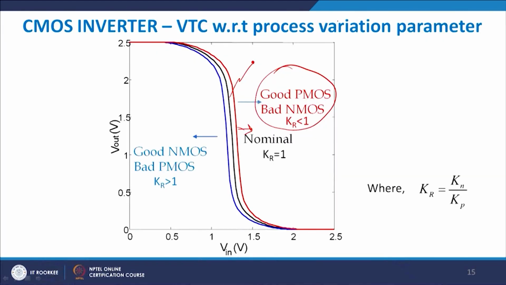The voltage transfer characteristics vary in this manner: for nominal, when Kr equals 1, I get this. The black one is the nominal one, and it is almost constant, almost giving a fall.